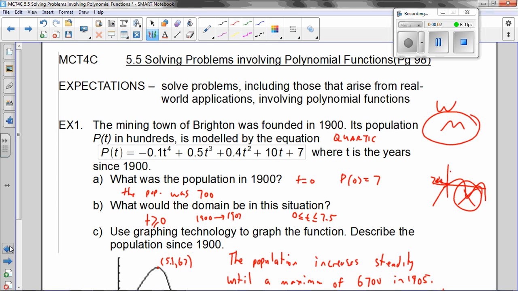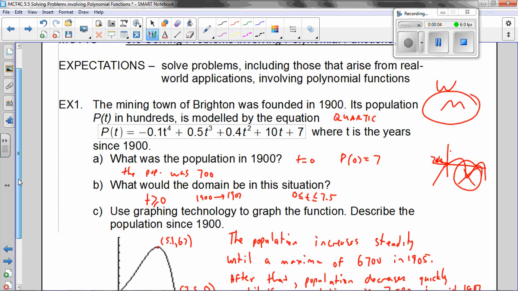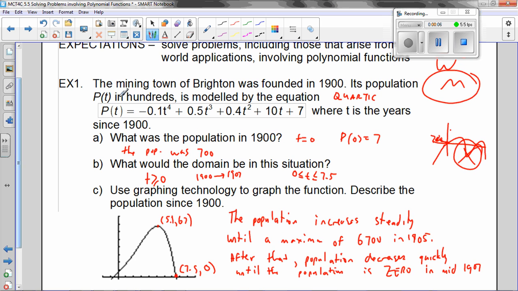All right, back for part two. Before we move on to example two, one thing you might be thinking is, where would they get this function? Maybe it fits perfectly. Maybe this is exactly what happened in Brighton in 1900, but how would they know this is the function? Well, there are ways to do this.